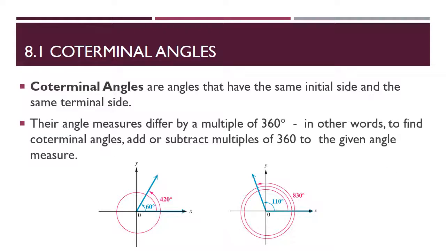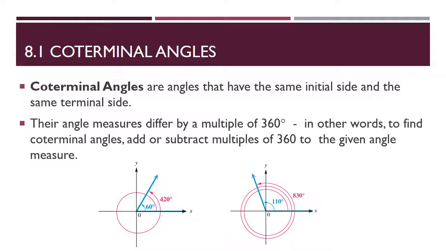By the way, you could also have negative coterminal angles. So the 60-degree angle there, if we had shown the rotation as going clockwise, we would have a negative 300-degree angle, and that would be coterminal with the 60-degree angle. Now, it's really easy to find these because the angle measures differ by a multiple of 360. In other words, to find coterminal angles, add or subtract multiples of 360 to the given angle measure.